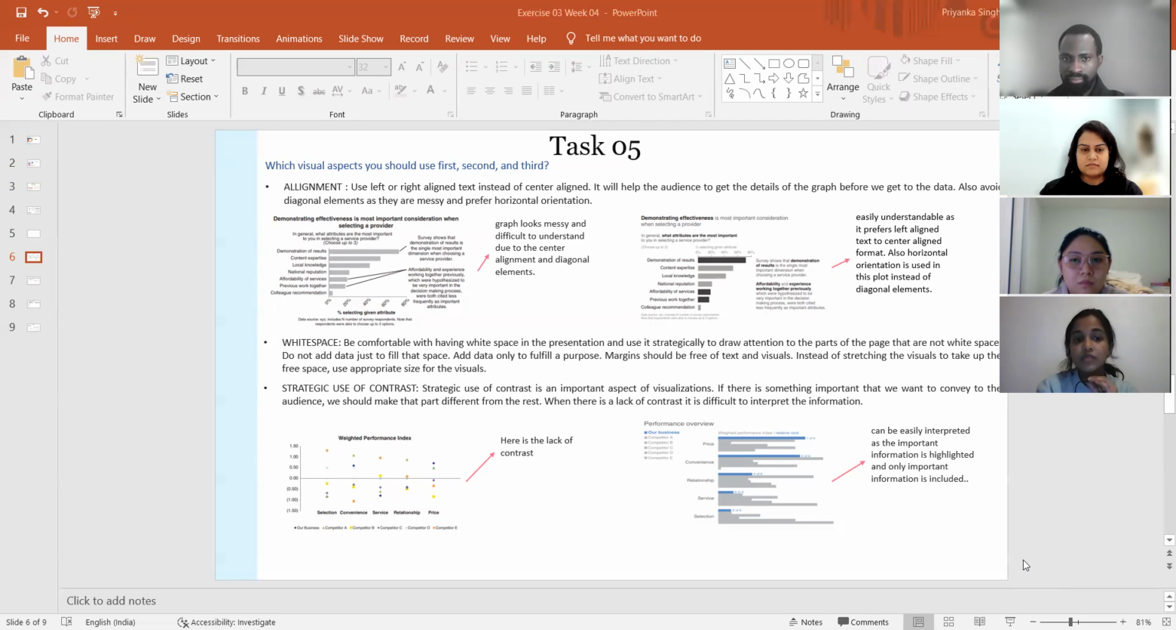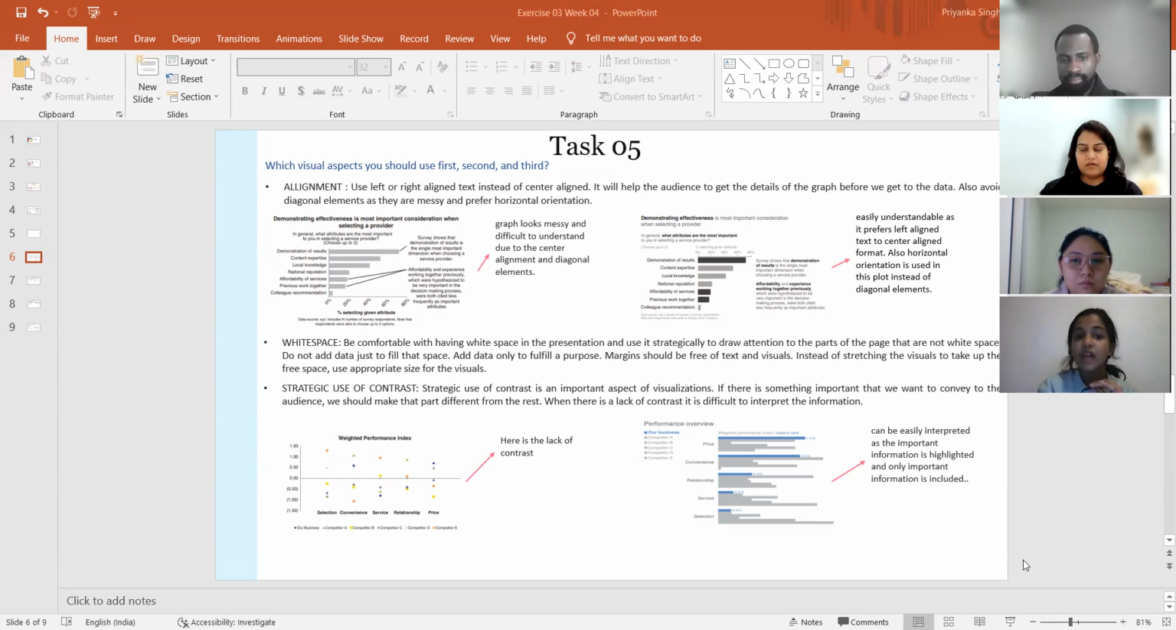The next thing is white space. The presenter must be comfortable with having white space in their visualizations, and they should be familiar with how to use the white space strategically to draw the attention of the audience towards the important parts of the visual communication.